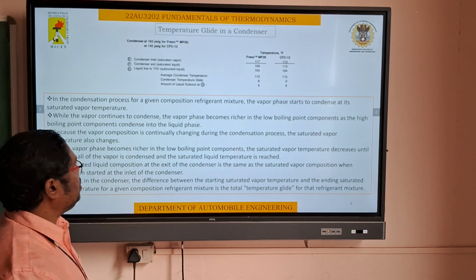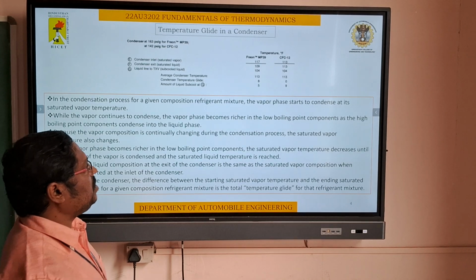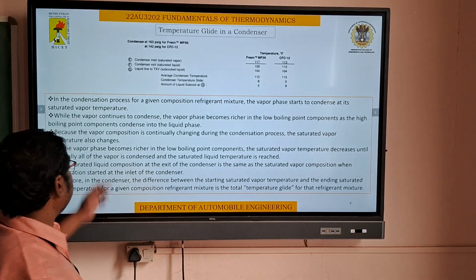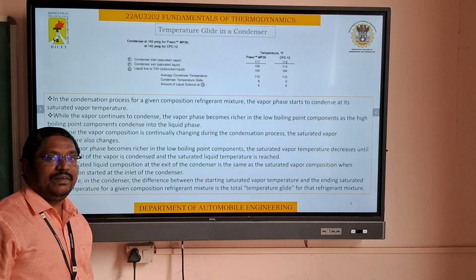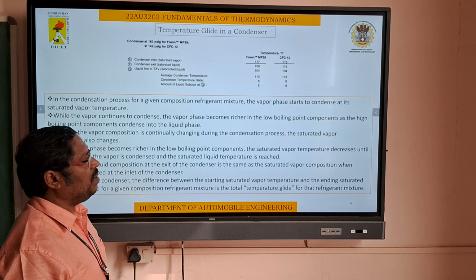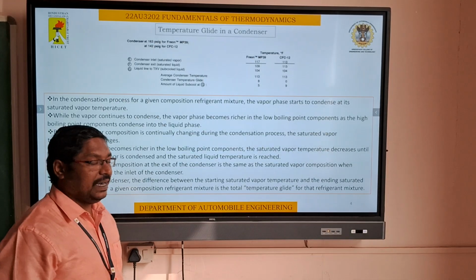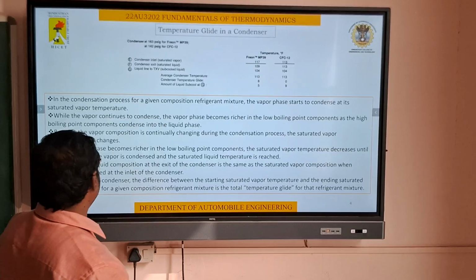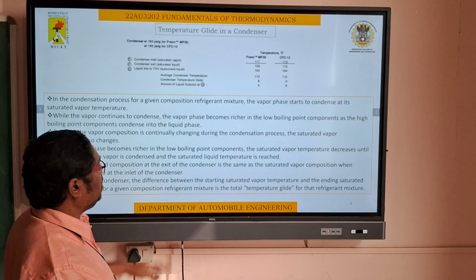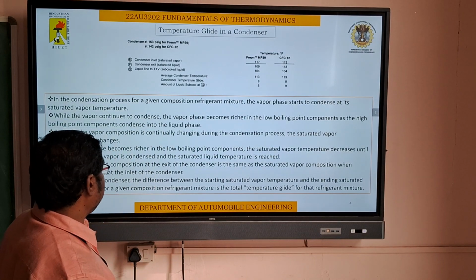So in the condensation process for a given composition of refrigerant mixture, the vapor phase starts to condense at its saturated vapor temperature. While the vapor continues to condense, the vapor phase becomes richer in the low boiling point components as the high boiling point components condense into the liquid phase. Because the vapor composition is continuously changing during the condensation process, the saturated vapor temperature also changes.